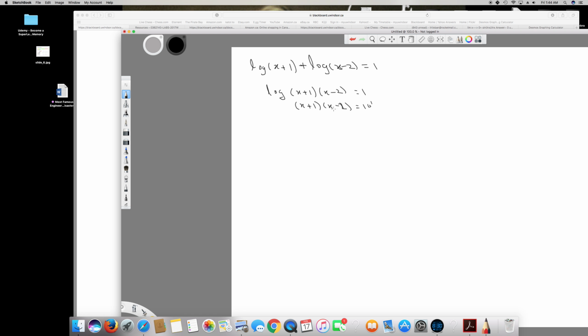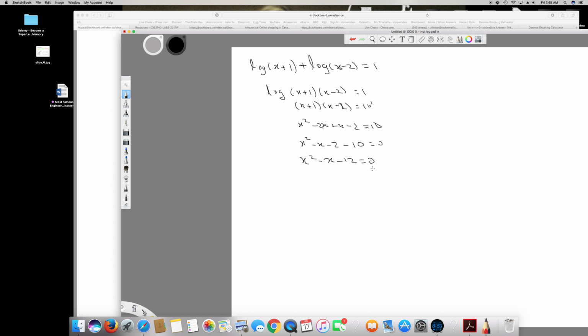Now I'm going to simply multiply. So x squared minus 2x, and this one is plus x. So 1x times 1, and 1 times minus 2 is minus 2. If I add that, it's going to be x squared minus x minus 2, equal to 10. I'm going to bring this 10 to this side, so it's going to be minus 10 equal to 0, which is x squared minus x minus 12.